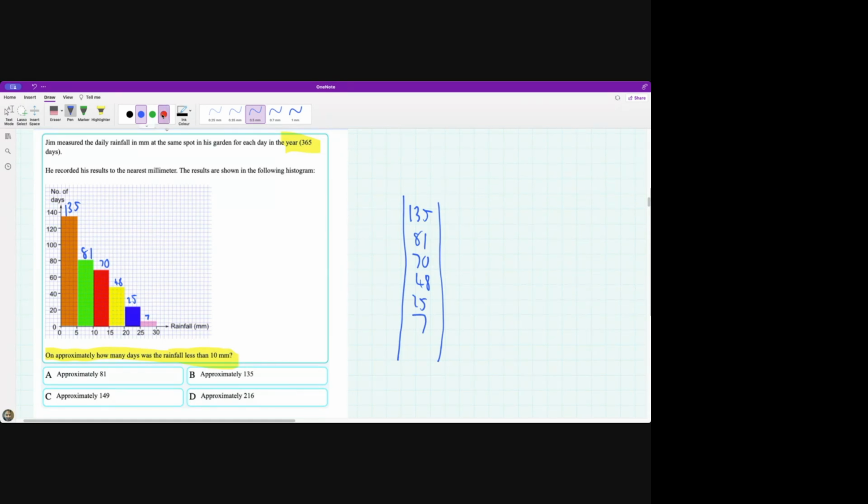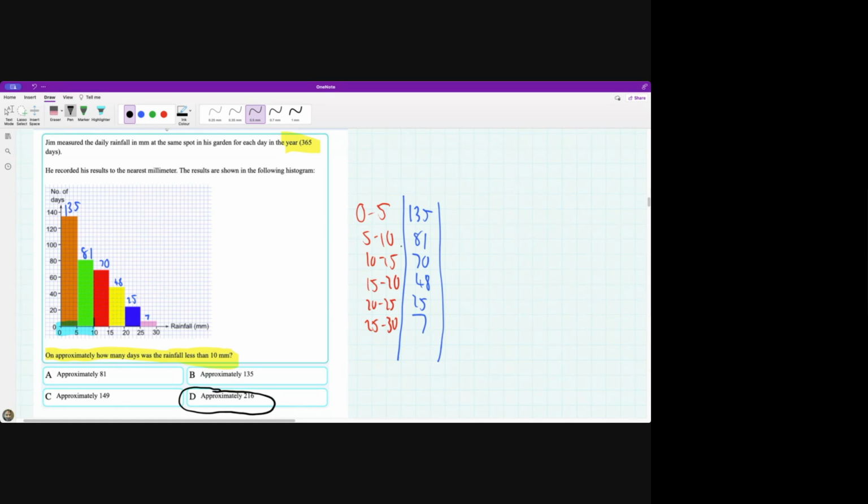And the intervals would be 0 to 5, 5 to 10, 10 to 15, 15 to 20, 20 to 25, 25 to 30. So how many days was the rainfall less than 10? The tricky bit was they were saying not greater than 10, it is less than 10. Now that I've given you that hint, which answer do you think is correct? Oratile, Tandiwe, Buchle, I have good news. All you need to do is add up 135 plus 81, and then is there anything close by? Answer is D.